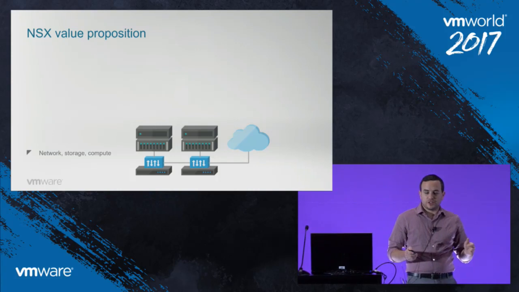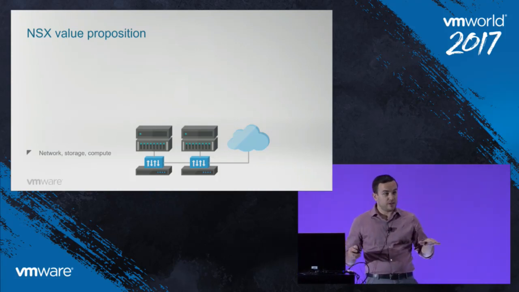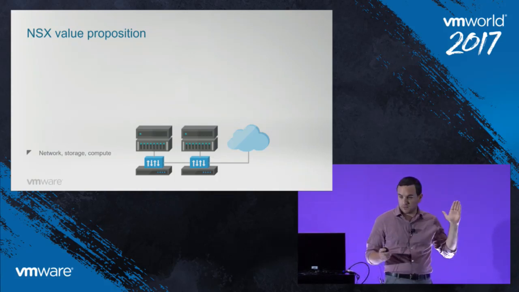So network virtualization starts with the existing infrastructure when we're talking about NSX. Nothing needs to change. This is an overlay. So whatever you have underneath is okay. x86, it forwards IP packets, you're good to go.